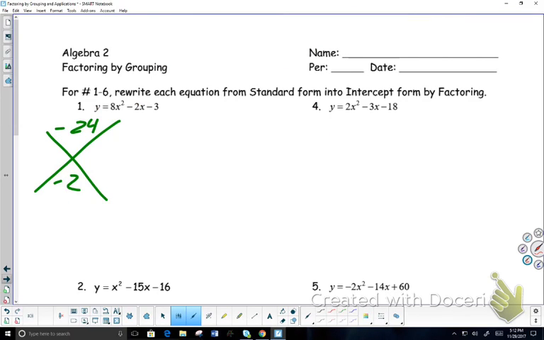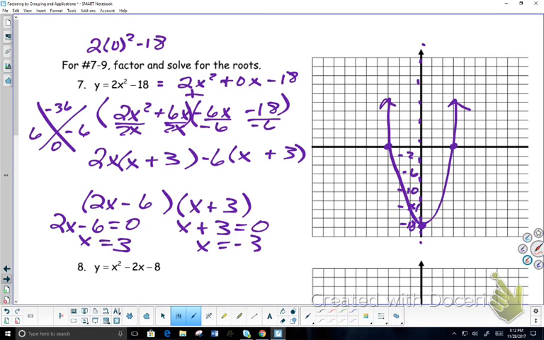You have a little practice. Remember, every once in a while you can't find these missing numbers, and when that happens, it probably means you're going to have to use the quadratic formula, and we'll do that at a little later date.